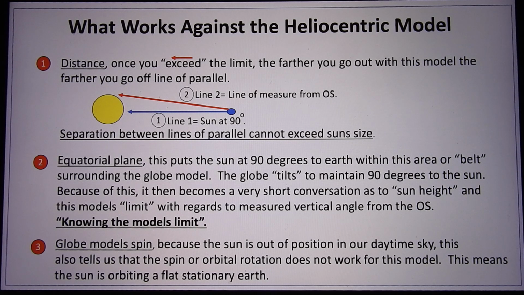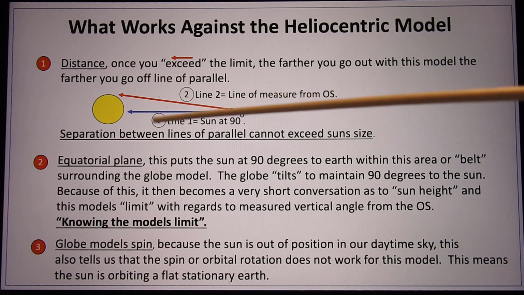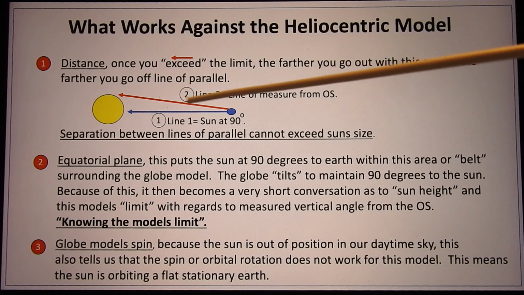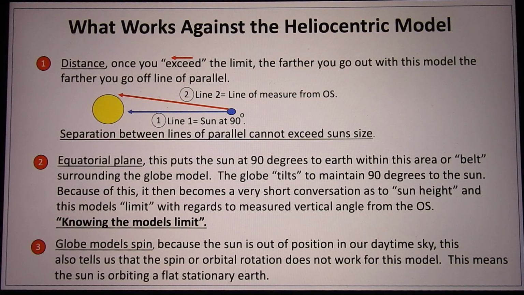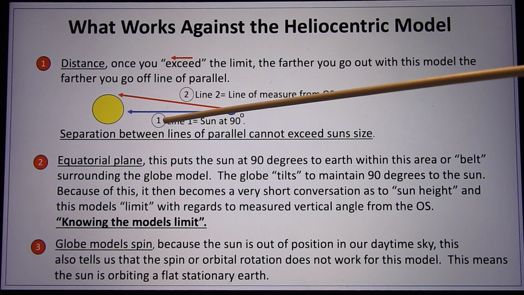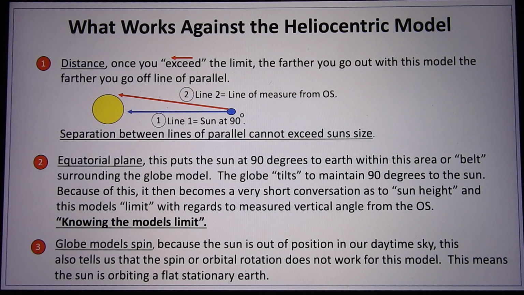Distance. Once you exceed the limit, the farther you go out from this model, the farther you go off the line of parallel. Line 1 being the sun at 90 degrees. Remember, the sun is always 90 degrees in the summer sun season. That's when we want to test it. That line of measure, line 2, has to include that line of measure. As for the 45-degree sector test, if you're doing the 45-degree sector test, this has to be 45 degrees and this has to be 45 degrees. So that equates to 90 degrees.